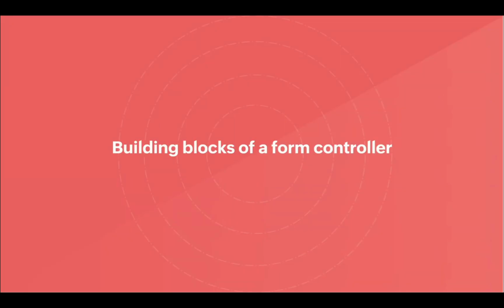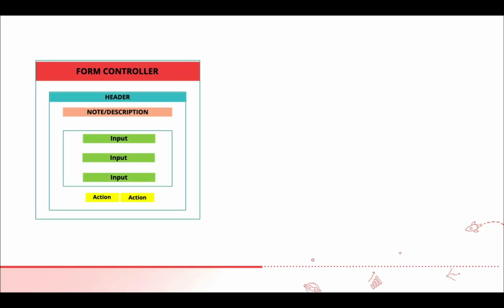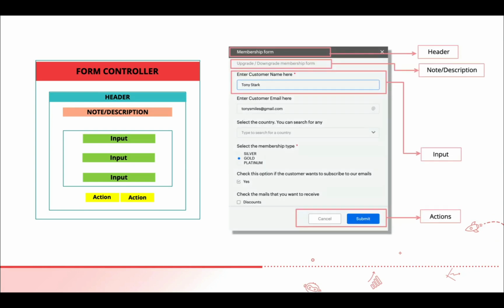Building blocks of a form controller. Inputs are the building blocks of a form, like how sections are building blocks of widgets. A typical form consists of a header, then a note or a description about the form, and then a collection of different inputs and actions. Here we have an example to help you get better clarity. In this membership form example, the header of the form is the membership form.